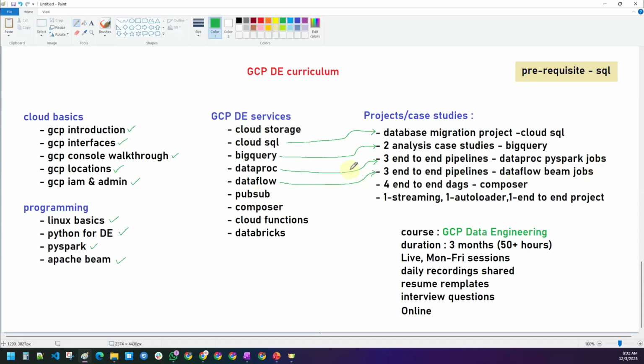PubSub is for streaming jobs. We will have batch pipelines, and we are going to create streaming pipelines also, both. And in Composer, end-to-end DAGs. In Databricks, one streaming pipeline, one autoloader, and one end-to-end project also. So this is going to be the detailed course topics that we are going to cover as part of this course, guys.